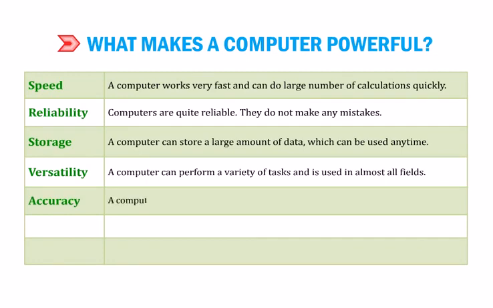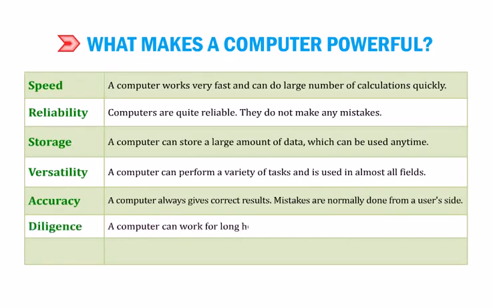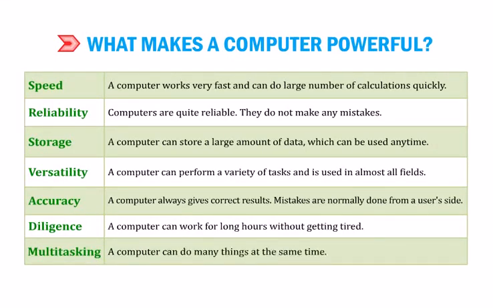Accuracy. A computer always gives correct results. Mistakes are normally made from a user's side. Diligence. A computer can work for long hours without getting tired. Multitasking. A computer can do many things at the same time.